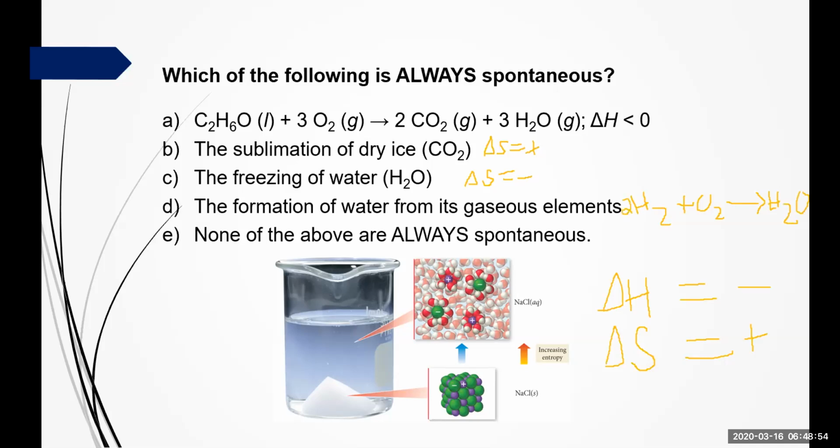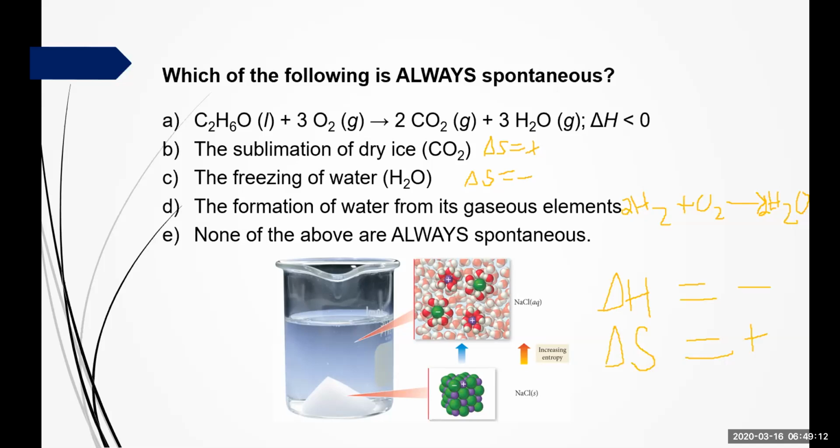So we have 3 moles of gas going to, once we balance this, 2 moles of water. It doesn't seem like delta S is going to be positive. And so looking at this, we know that this one has negative delta H and the positive delta S. So that's definitely going to be our answer, right?